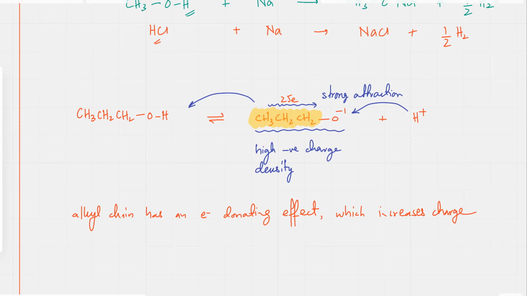which increases charge density on this particular ion, CH3 CH2 CH2 O minus 1 ion. And the ion becomes unstable, so making it unstable.